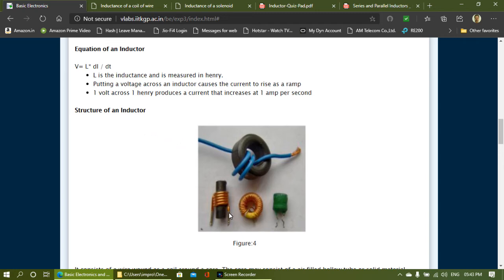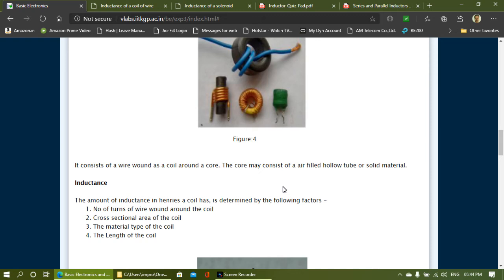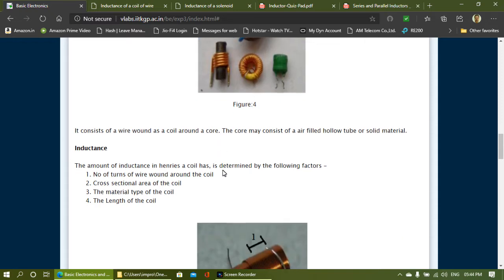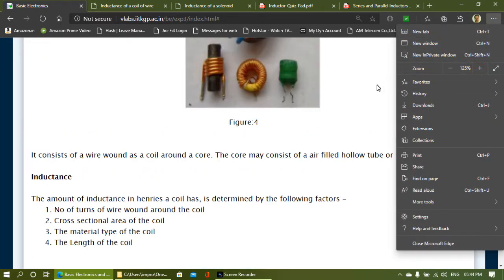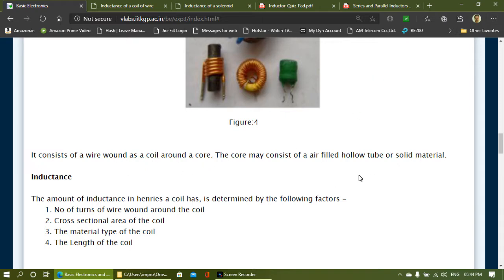Structure of an inductor: there are various kinds of structure. This is a solenoid type, this is a toroid type. All these various kinds of inductors are available in the field, in the industry. It consists of a wire wound as a coil around the core. The core may be air filled, a hollow tube, or any kind of magnetic material may be used. According to the core or medium, the inductive property may vary.